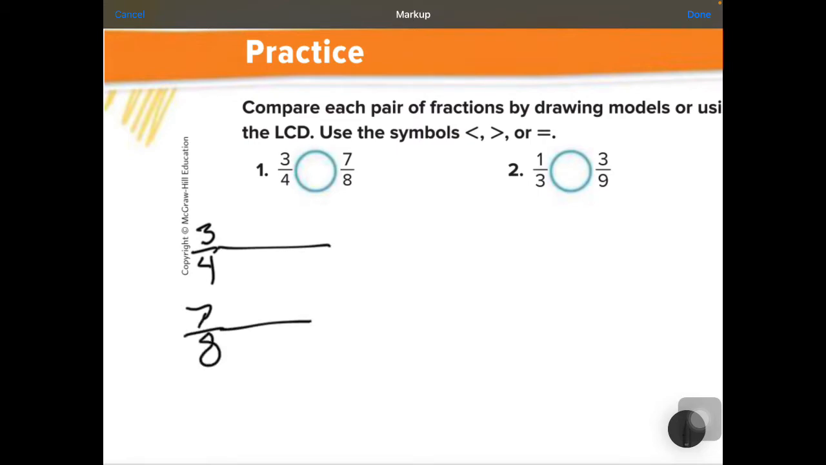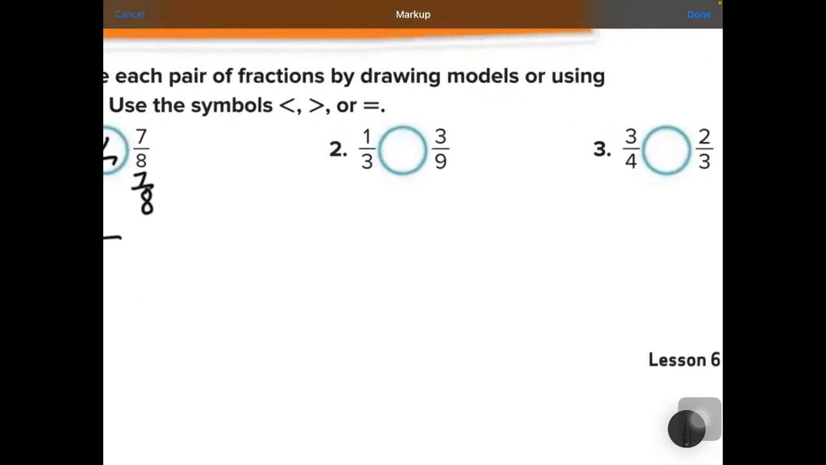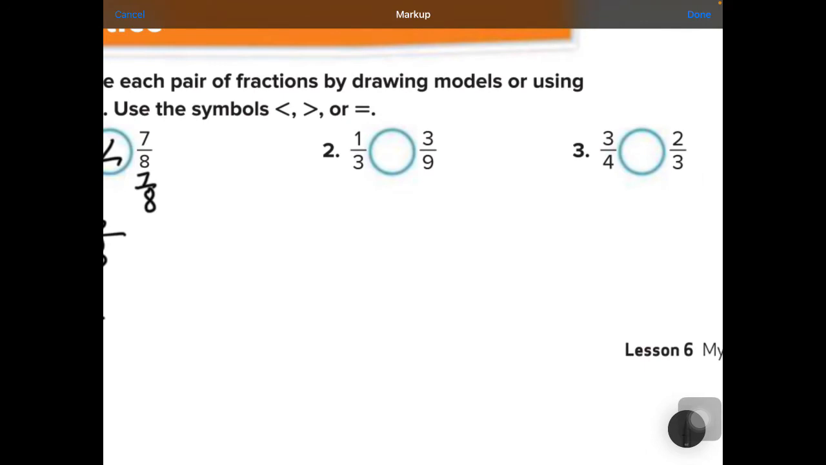3/4 and 7/8. Looks like a number they both will go into is 8. 8 times 8. 8 will go into 8 one time, so I times 1 up here. 4 will go into 8 twice. 3 times 2 is 6. So right here I have 6/8, and 7/8 is equivalent to 7/8. Can you see which one is bigger? That is definitely greater than.